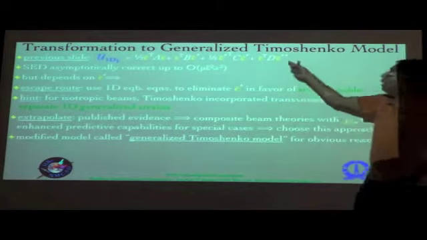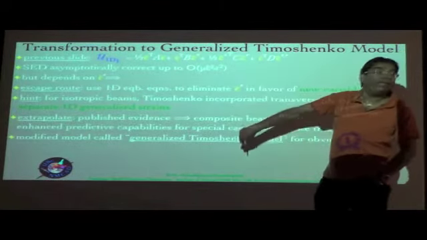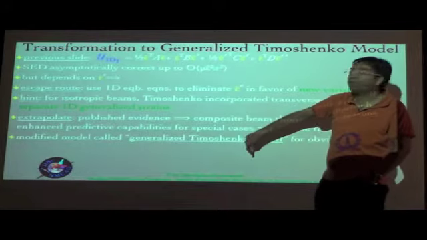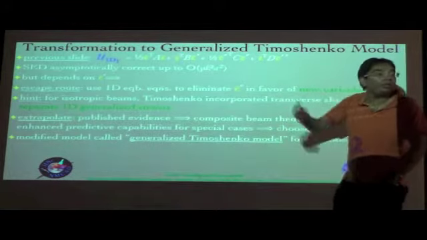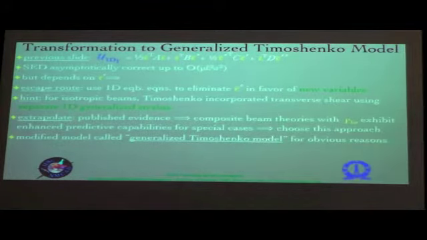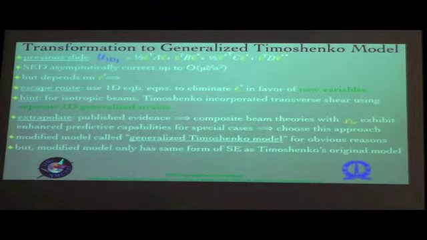Whereas here, we will be able to force this to behave like a Timoshenko-like model without having to make any of those kinematic assumptions. The modified model only has the same form of the strain energy as Timoshenko's original model. In other words, you will have 6 strain measures instead of 4.